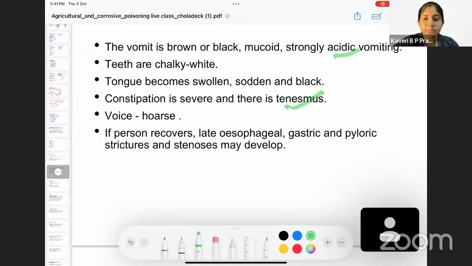Now, for example, if this is the esophagus, imagine this part is corroded. And when healing occurs, there are going to be connections between these two, and that is how the stricture is formed.